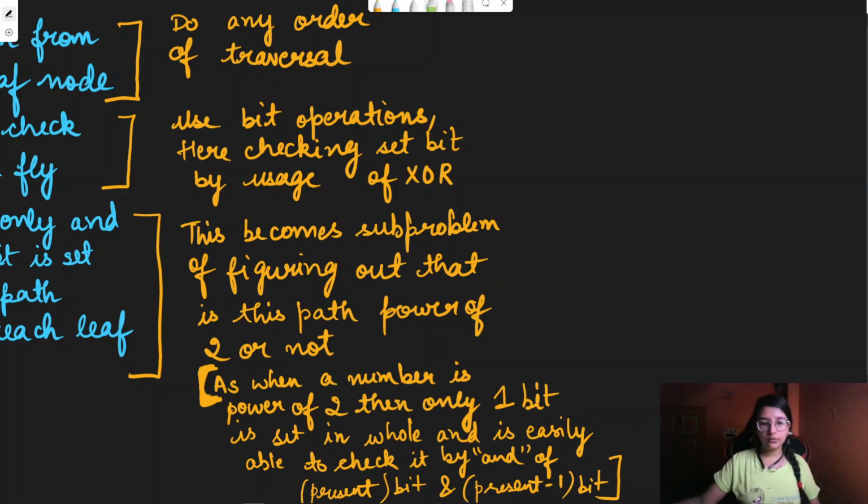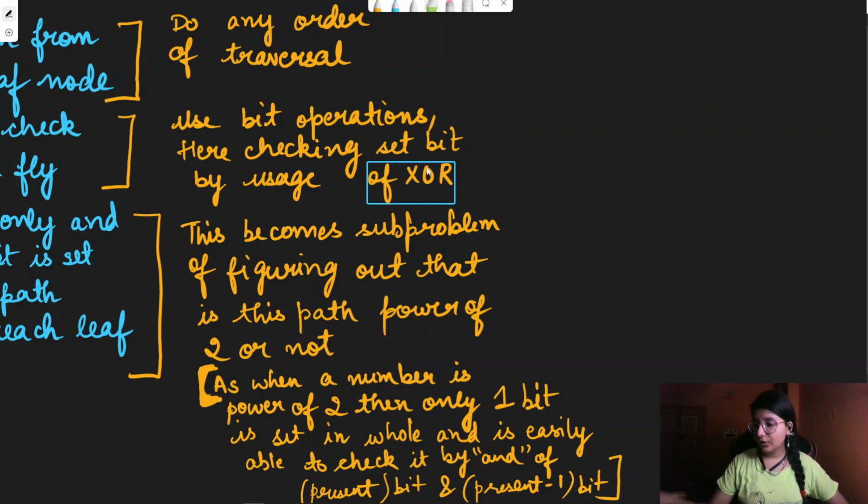So this was for our first subpart. Now comes the second subpart. So the second subpart is for checking the number of bits, because for checking the number of bits only, we are required to check that at most 1 bit is being set. So now here use the bit operation, here checking set bit by usage of XOR.